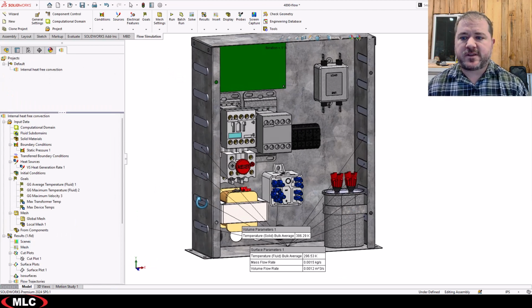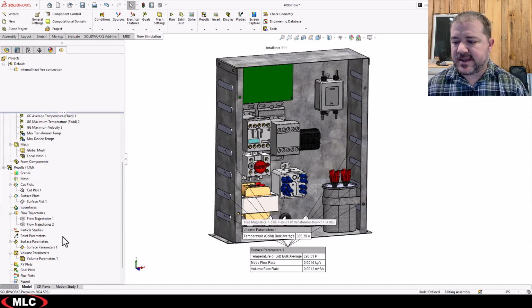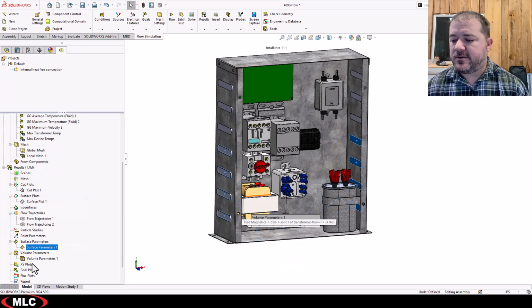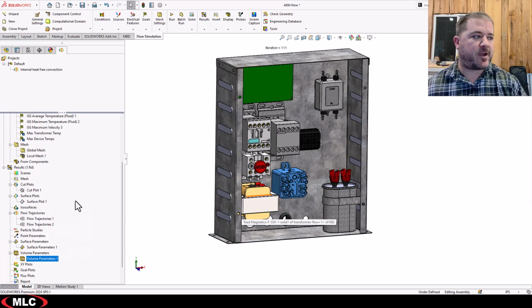All right, so goals aren't the only way that you can get distinct measured values. You can come in here and create these volume parameters as wanted.